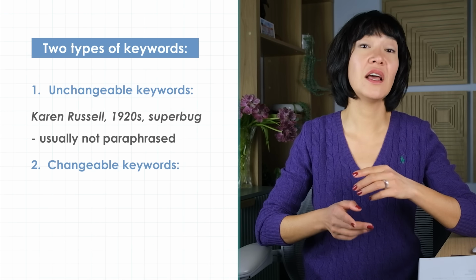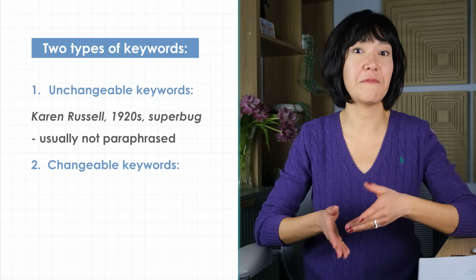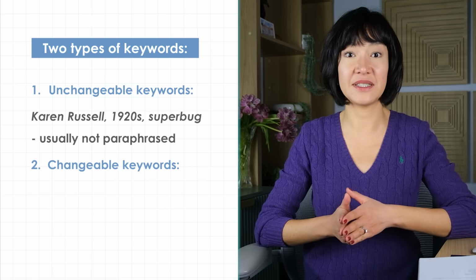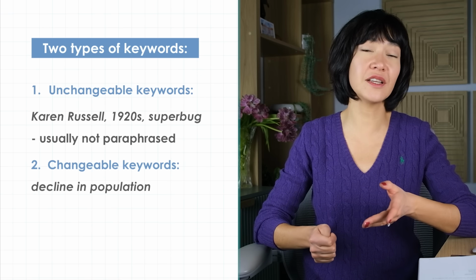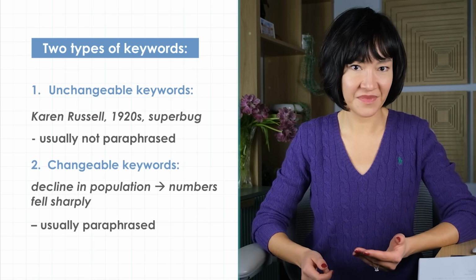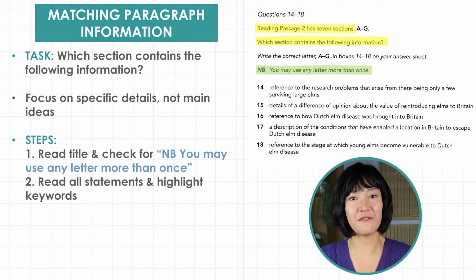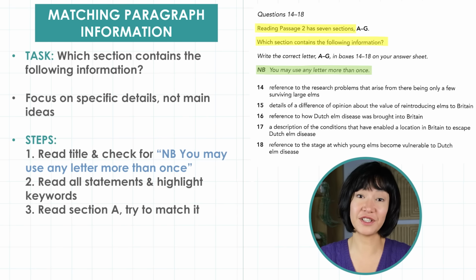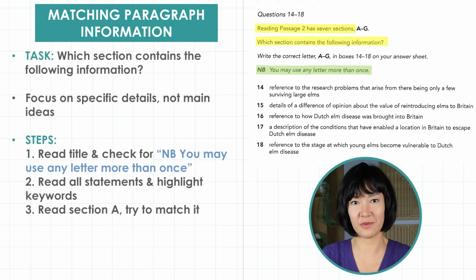Changeable keywords are normal vocabulary that can be paraphrased. For example, a statement says decline in population. The text might say numbers fell sharply. Okay, so we've identified our keywords. Now go to paragraph A, read it, look through all the statements and see if any of the information was covered in that paragraph. And make sure the meaning of the whole statement matches, not just some keywords.